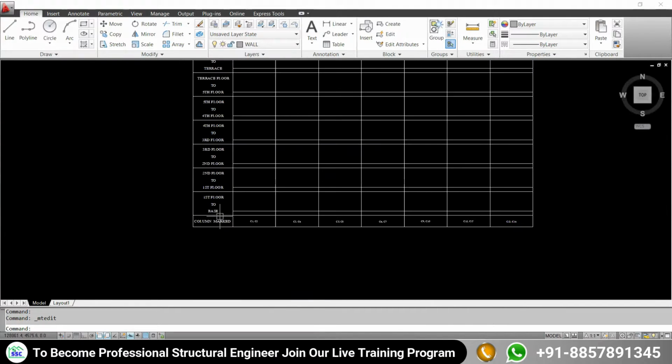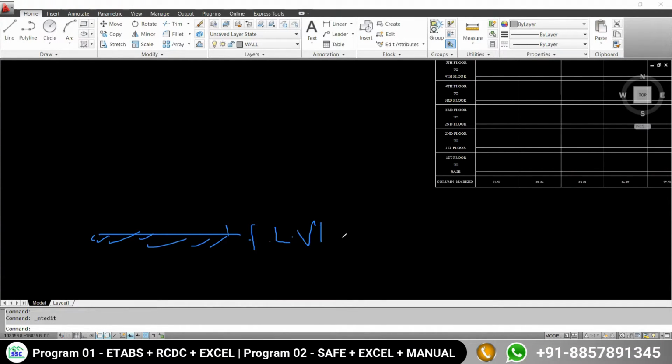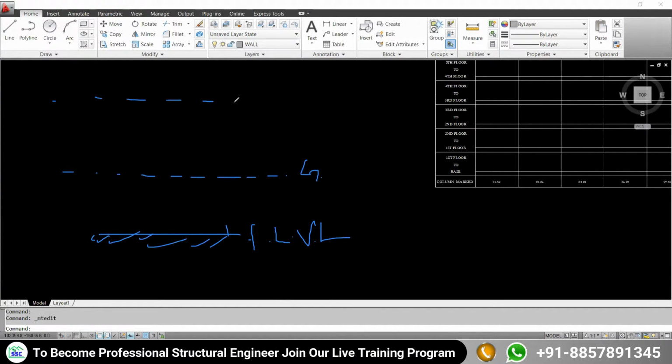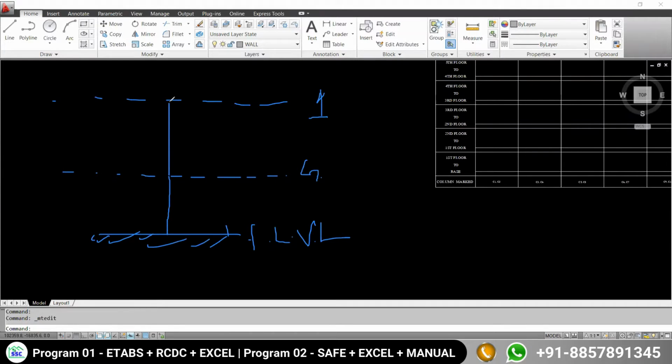One more thing we need to understand here. Suppose this is our foundation level or base level, and this is, let's say, the ground level, and next to that is the first floor level. Your column starts from the foundation, comes up to the ground level, and runs up to the first floor, then to the next floor, and so on.